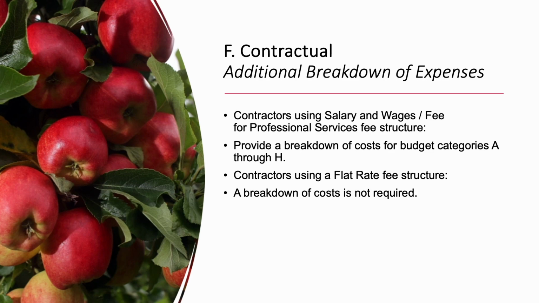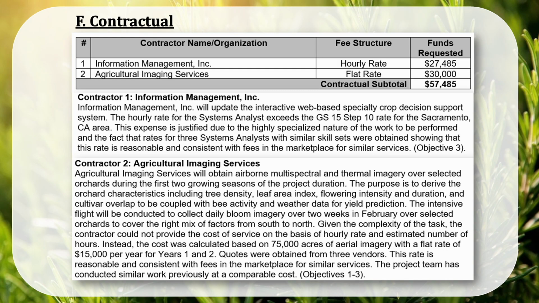Tables are provided for the first contractor and can be copied as needed for additional contractors. Please note that a breakdown of costs is not required for flat rate contracts because all associated costs such as supplies and travel are included in the flat rate. In the example from before, Contractor 1 will use a salary and wages fee structure, so a breakdown of costs for categories A through H is required. Contractor 2 will use a flat rate fee structure, so a breakdown of costs for categories A through H is not required because all of these costs are included in the flat rate.